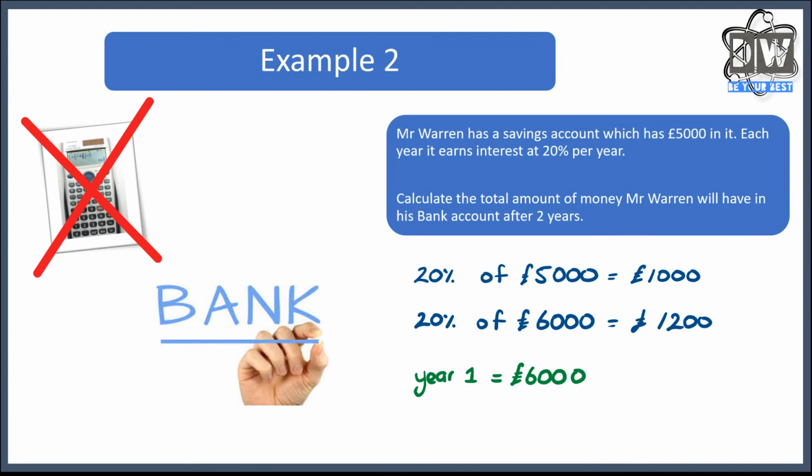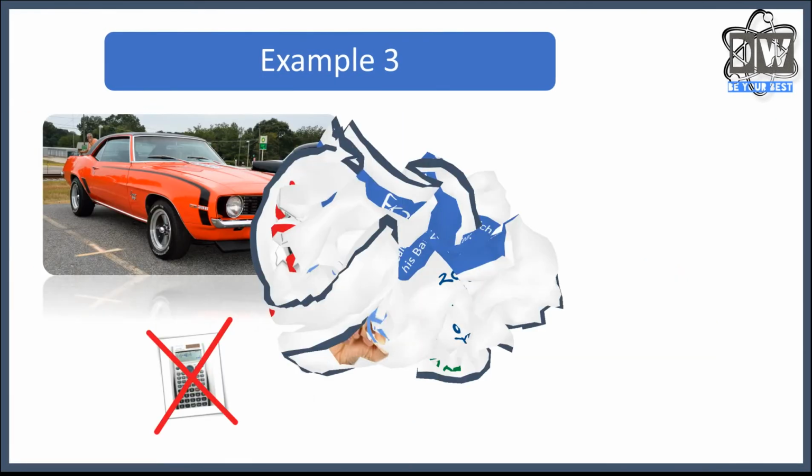So remember, I've now got to add that to my bank account, yeah? And I'll end up at the end of year two with £7,200. So hopefully this is starting to make quite a lot of sense now. We just repeat the process as many times as it asks us, remembering that we've got to add that percentage increase to our amount and then redo the process. That's the compound interest part. Okay, fully over to you now.